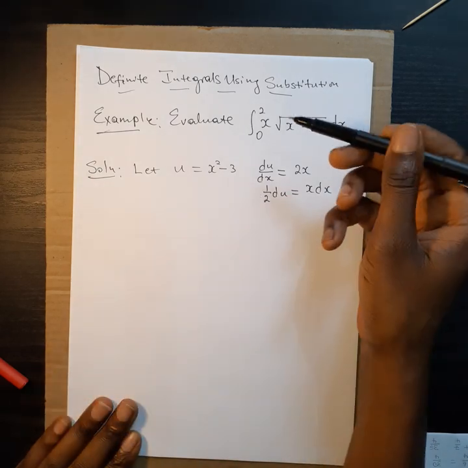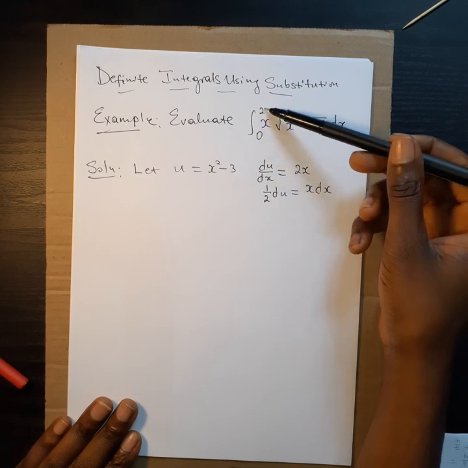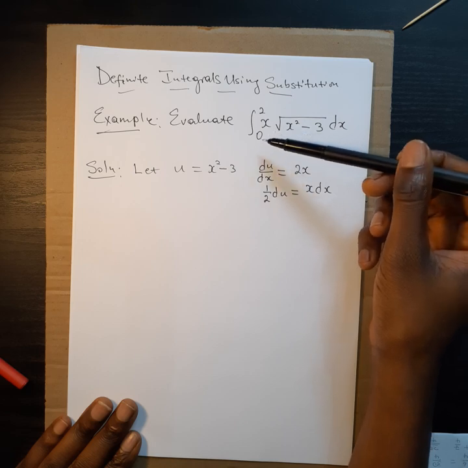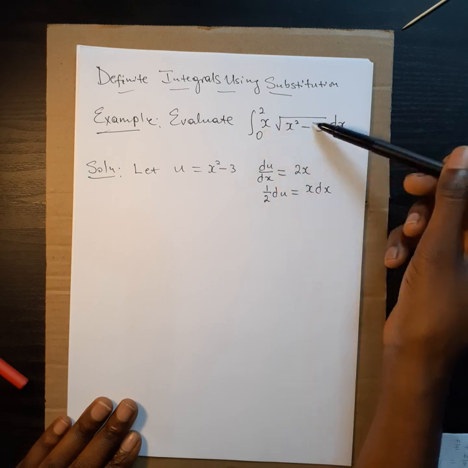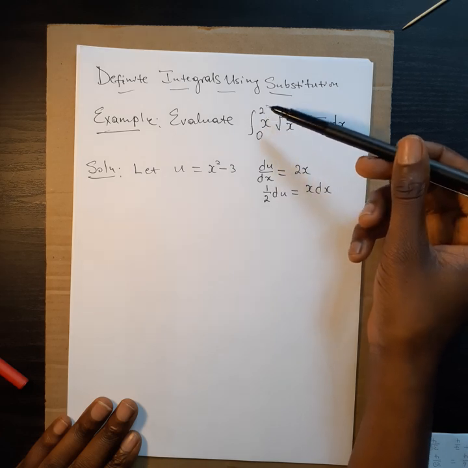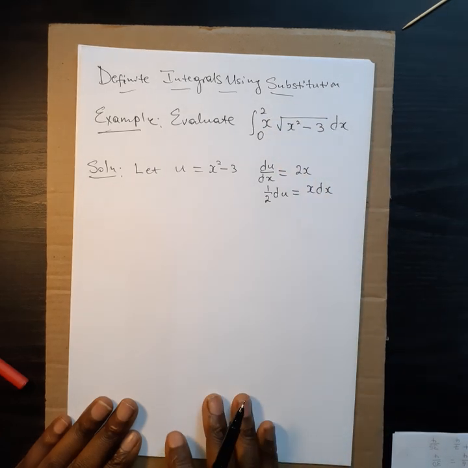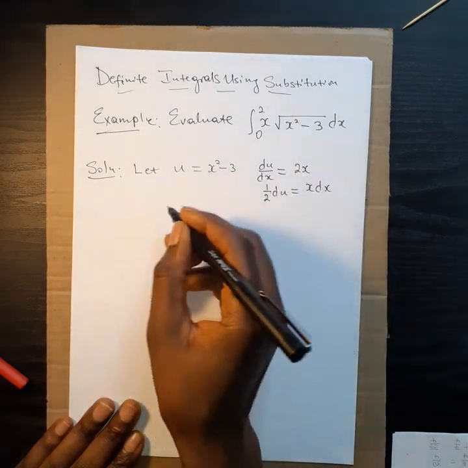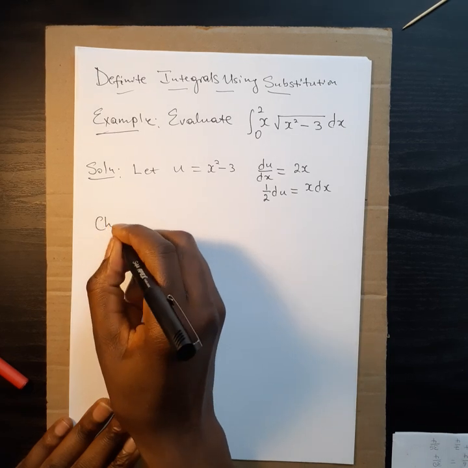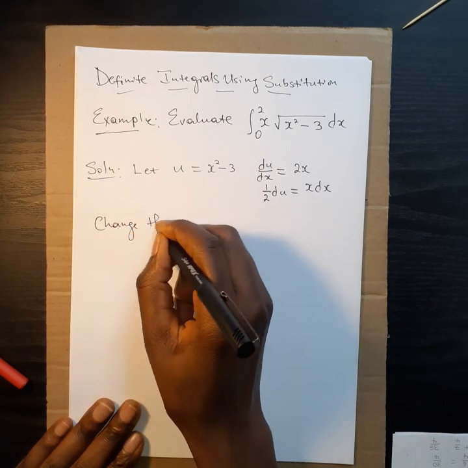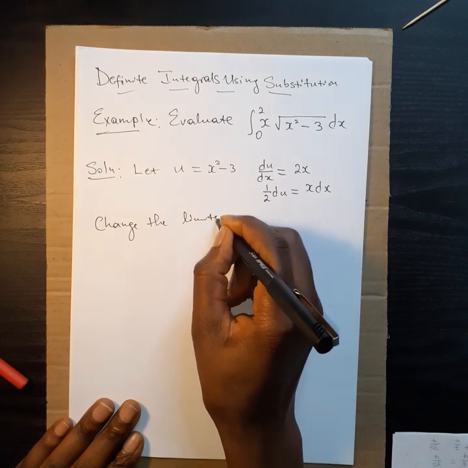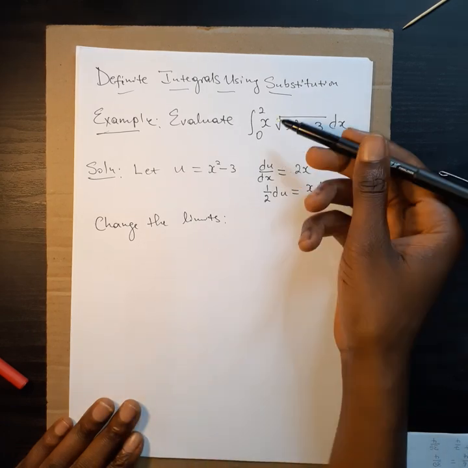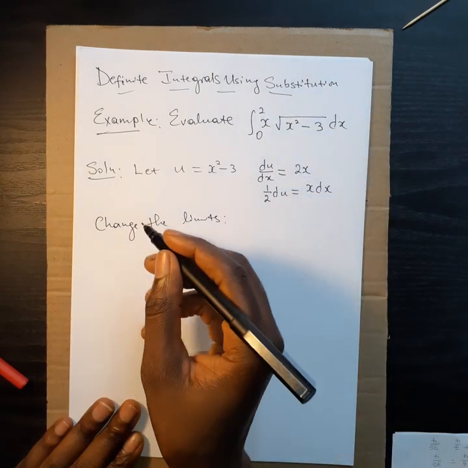So now we must check our limits. These are values of x here, and we want to rewrite this in terms of u. So it's wrong to have u here and still have 0 and 2 there. It's wrong. So now what we do, we change the limits. When we change the limits, we observe that we have a lower limit and an upper limit. 0 is a lower limit, that one is an upper limit.